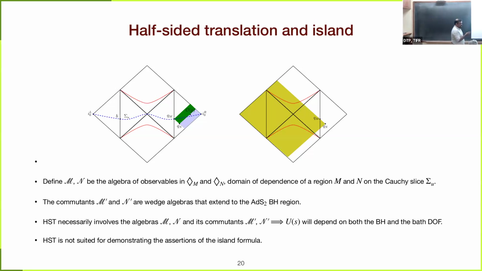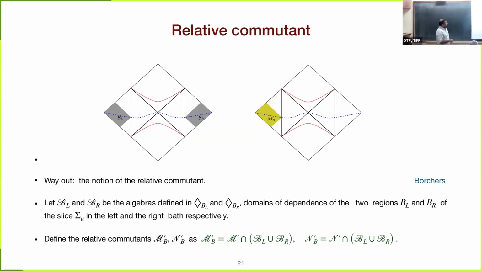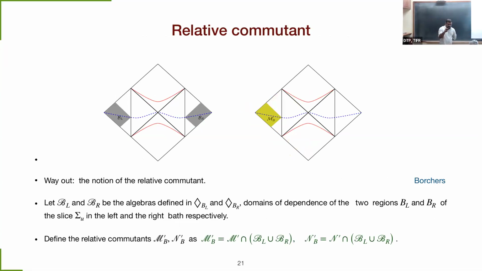So the point is that we have to slightly modify the analysis by introducing the notion of relative commutant. What it does is you can start with an operator algebra. And now what should be your commutant? You are finding the commutant in the full space. Now instead of looking at the full space, you can look at the commutant in a subspace. Right? So you define the algebra associated with the bath itself.